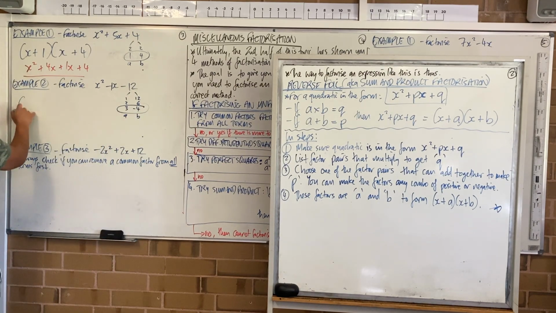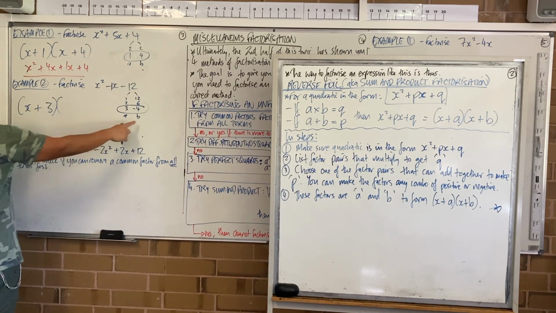So when I factorize, it's going to be x plus 3, and what kind of a 4 is this?